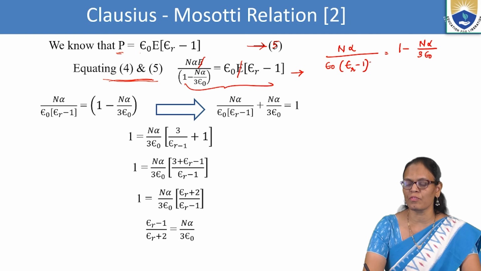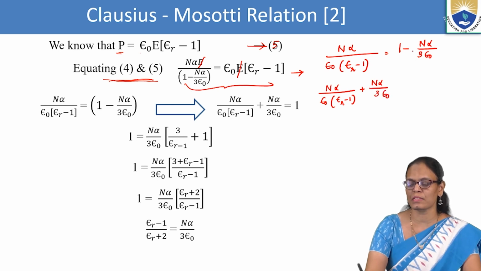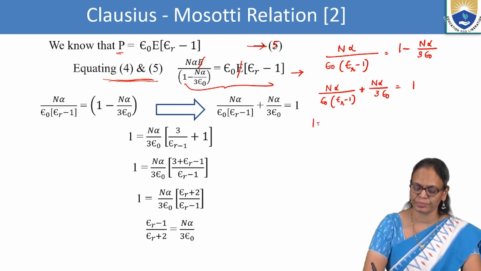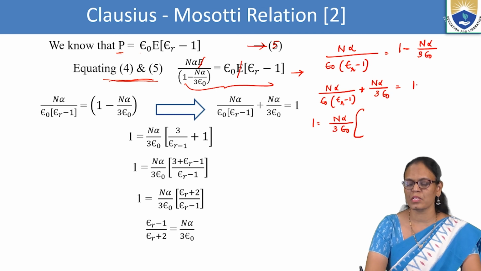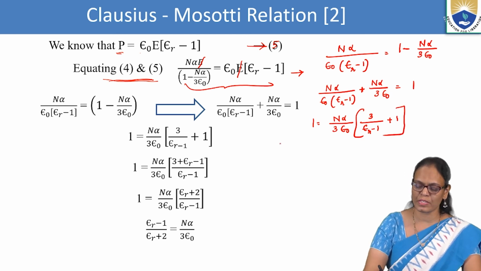I can bring this N alpha by 3 epsilon naught onto this side. So, N alpha by epsilon naught into epsilon R minus 1 plus N alpha by 3 epsilon naught. Because it is minus on this side, when it comes onto the other side, it becomes plus, is equal to 1. So, what are the things we can take common now here? We can take N alpha by 3 epsilon naught common. This is 1. And here, since I have taken N alpha by 3 epsilon naught, I will be having 3 upon epsilon R minus 1 plus 1. Now, we will simplify.